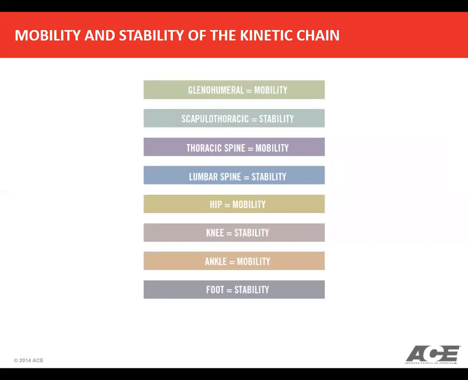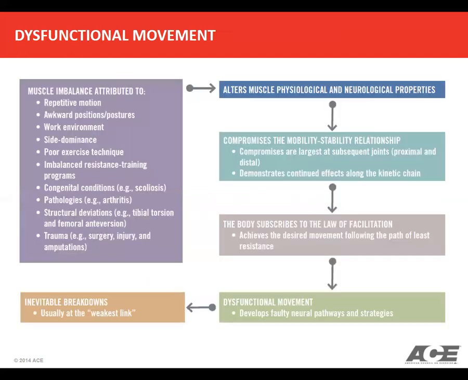All right. So again, looking at the different areas: glenohumeral, which is shoulder mobility; scapulothoracic stability; thoracic spine mobility; lumbar spine stability; hip mobility; knee stability; ankle mobility; foot stability. Right? Again, it's a real simplistic look at each area. Muscle and balance attribute to this. So these are things that you've got to look at.